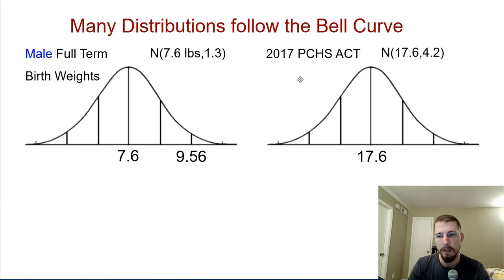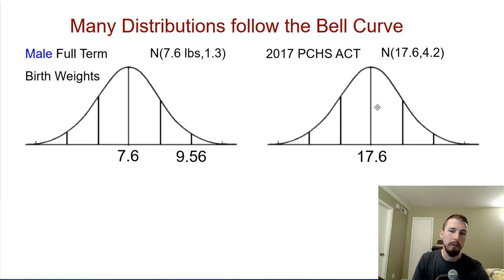Another one is the ACT score. So nationally, the ACT has an average of 20 with a standard deviation of 5. Some years it changes, but that's generally what it is. Now in 2017, the last time that we had data from Putnam City High School where all the juniors took the ACT, we as a junior class had an average of 17.6, which is well below the national average, might I add, and a standard deviation of 4.2. So we were more consistent than the national, but we were also definitely below the national average.